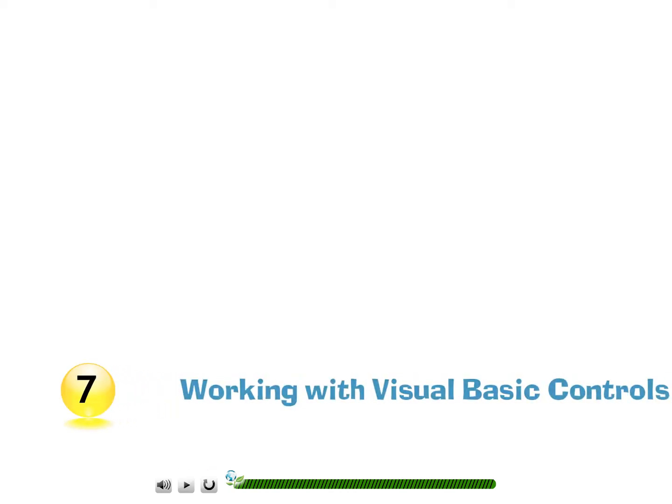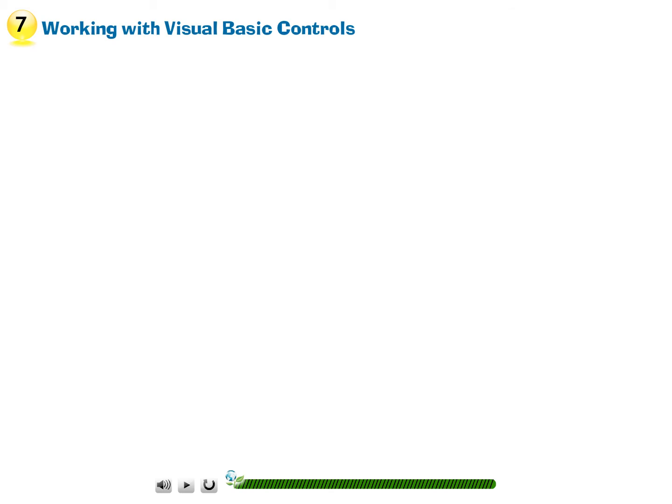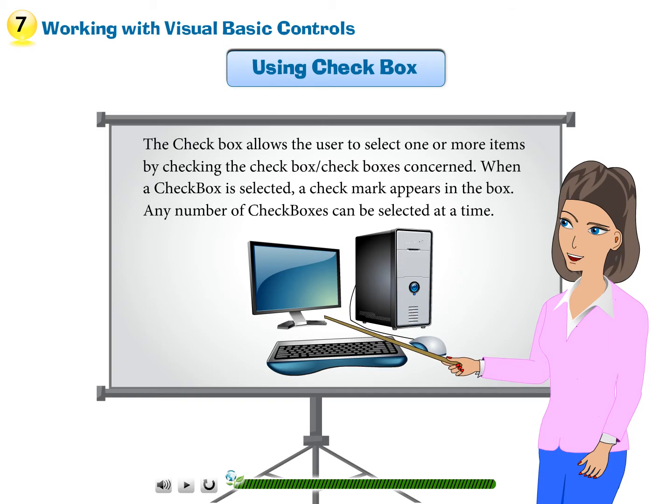Chapter 7, Working with Visual Basic Controls. Using Checkbox. The checkbox allows the user to select one or more items by checking the checkbox concerned.